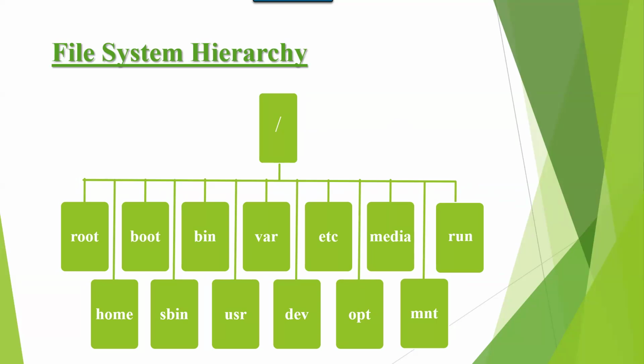And next one is dev. Dev contains devices information. Devices means partitions. In Windows, we call it partition. In Linux, we call it device. And next is etc. etc contains configuration files. System configuration files are stored under etc. As we know, Linux works with configuration files, not setup files. So configuration files are stored under etc.